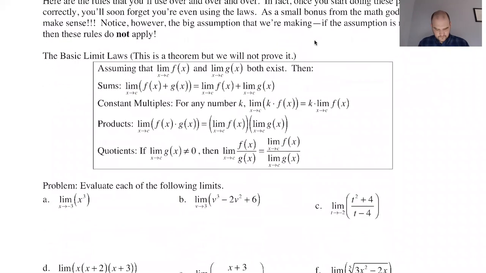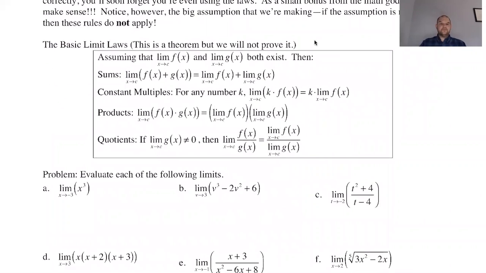So here are the basic limit laws. Assuming that the limit as x approaches c of f of x and the limit as x approaches c of g of x both exist. That is an enormous assumption. Let me highlight that because that's going to be important to us. Assuming they both exist, then you can use these laws. If they don't both exist, you cannot use them.